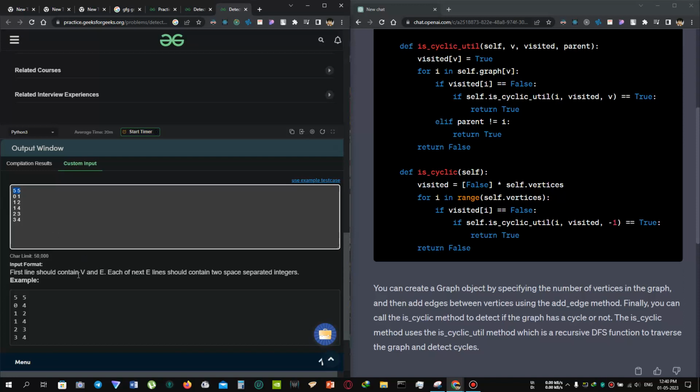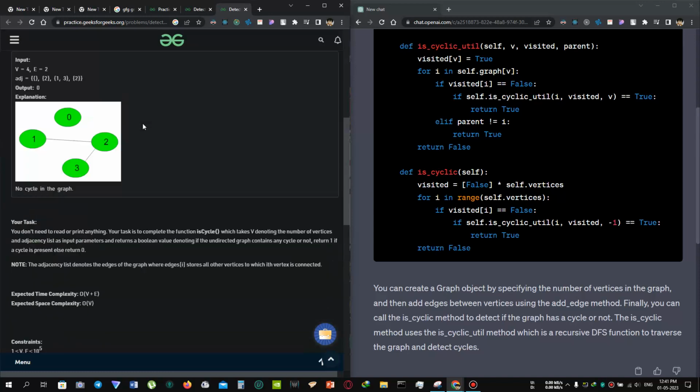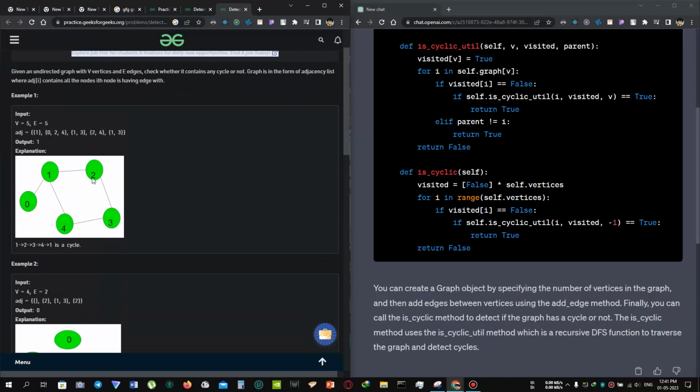I knew this, I just wanted to show. So 5 vertices, 5 edges. What is a vertex? All these nodes are vertices. Like 0 is one vertex, 1 is one vertex, 2 is one vertex. What is an edge? From 0 to 1 there is a line, that is an edge. There are a total of 5 dots, 5 nodes, 1 2 3 4, that is why we have 5 vertices. There are 5 edges, 1 2 3 4 5, that is why we have E equal to 5.